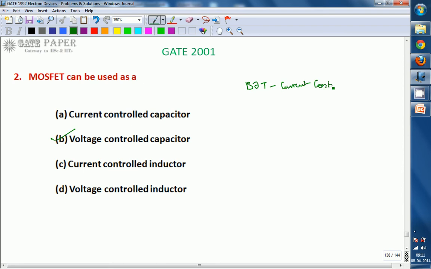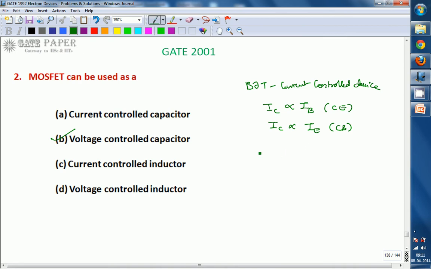Why are we saying BJT is a current control device? Because output current is a function of input current. Input current is IB for common emitter, and IC is proportional to IE in case of common base. Like this, output current is proportional to input current. IC is beta IB, or IC is equal to alpha IE. So the input current is influencing the output current directly.